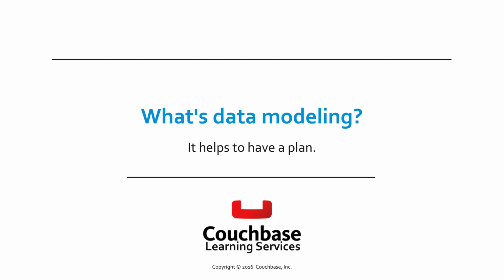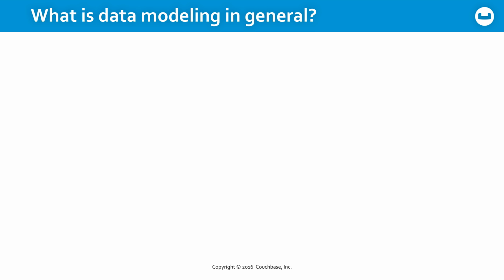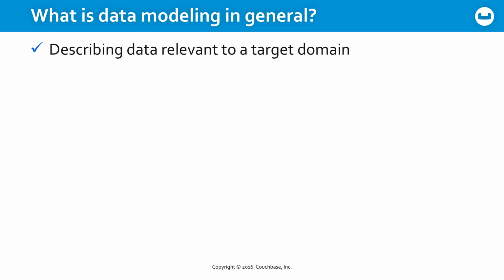So what is data modeling? Well, like a lot of things in life, let's just say it helps to plan ahead. Data modeling in general is the process of describing the data relevant to a particular target domain, as it's sometimes called. What is it that you're trying to build software for? What are the requirements? And critically, who's involved?